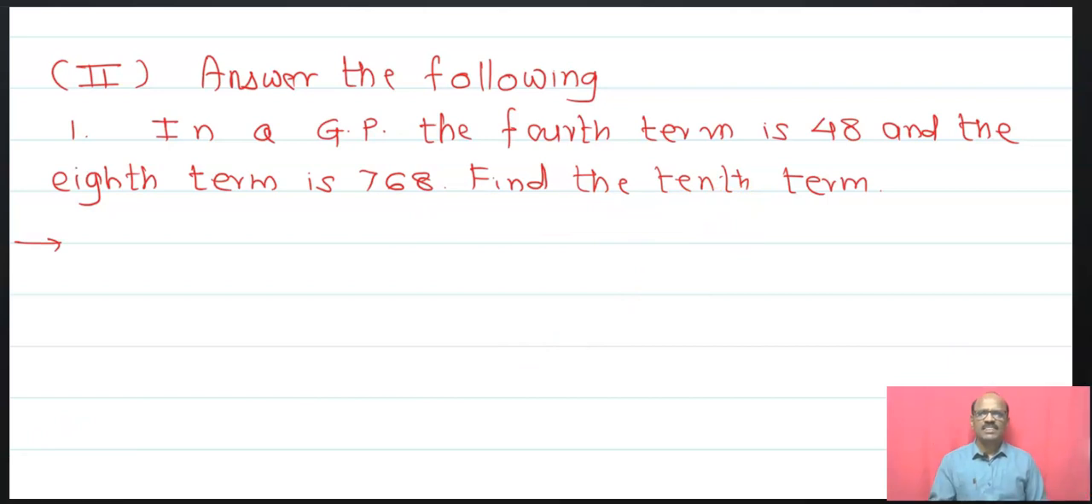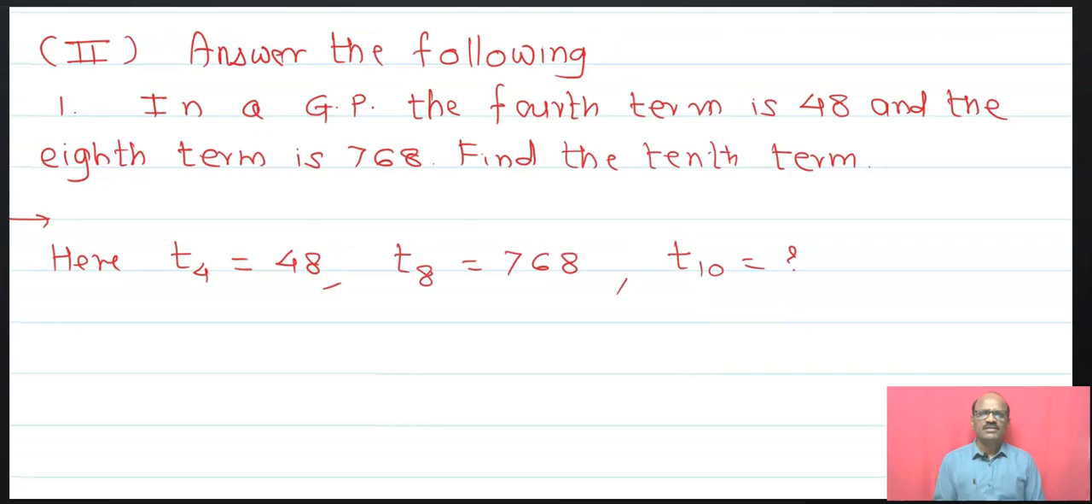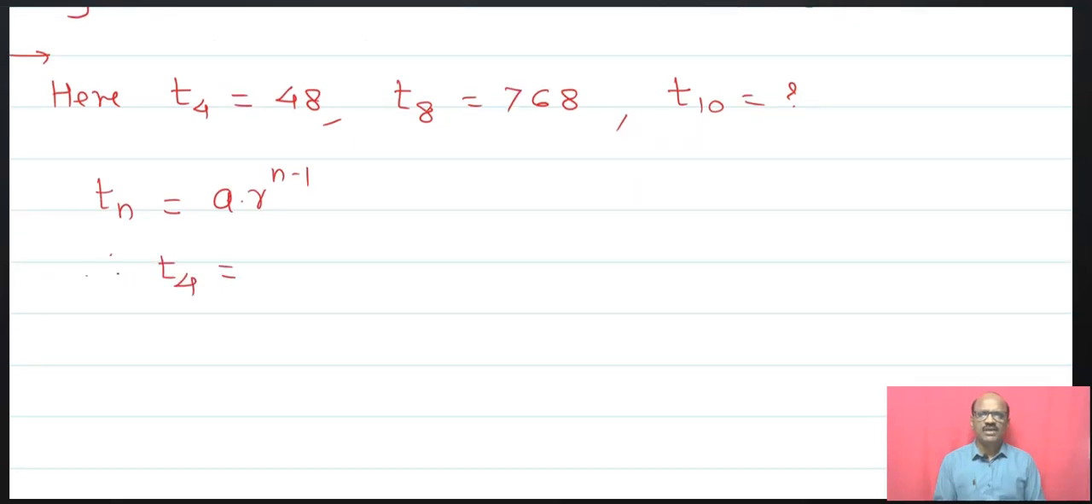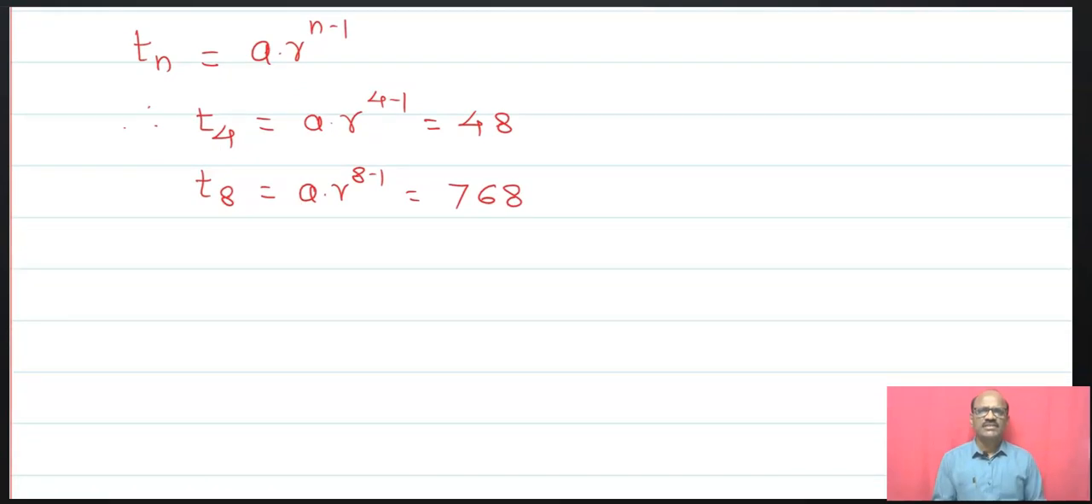Now see this. Here T4 is equal to 48 and T8 is equal to 768, and T10 is equal to question mark. This is the formula: Tn is equal to A into R raised to n minus 1. Now T4 is equal to A into R raised to 4 minus 1, that is equal to 48, and T8 is equal to A into R raised to 8 minus 1, which is 768. Now here we will take the ratio T8 upon T4, that is equal to A into R raised to 7 upon A into R raised to 3, is equal to 768 upon 48.